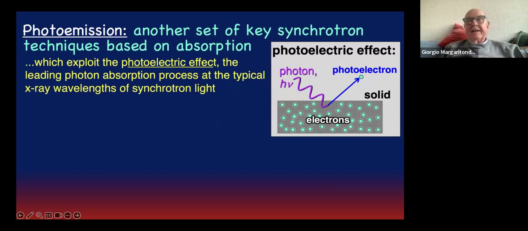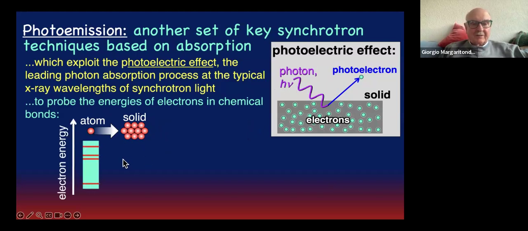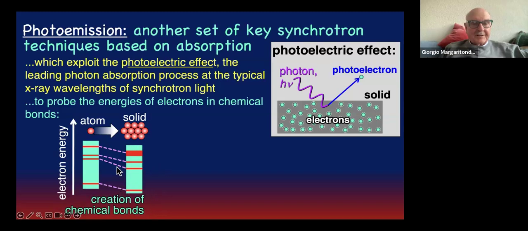Okay, and this kind of phenomenon can be used in order to explore the energies of electrons that are engaged in chemical bonds. So we go from an atom to a solid, and therefore we change the spectrum of energies for the electrons. This will be the atom in vacuum. This is the atom in the solid. We would like very much to be able to explore this energy spectrum. But the problem is that if the electron is in the solid, we cannot capture it and we cannot look at its properties.